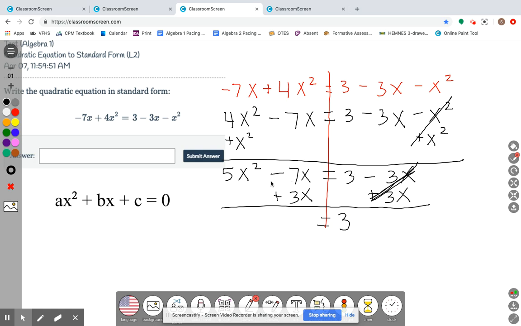I'm going to combine my like terms, negative 7x and positive 3x, combine to give me negative 4x. And I need to bring down my 5x squared. My final and last piece that I need to get to the left side is this 3. So again, we're going to keep doing what we were doing before, where you get it to the other side by doing the opposite. So since it is a positive 3, if I want to get it to the other side, I need to subtract 3.